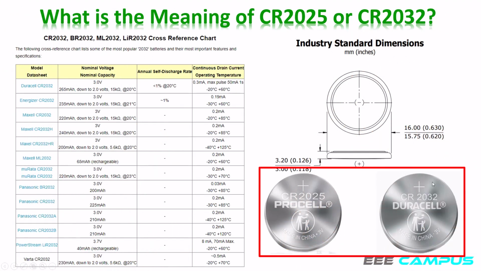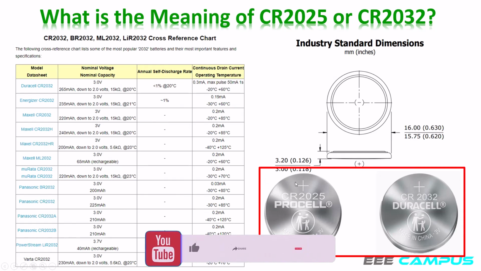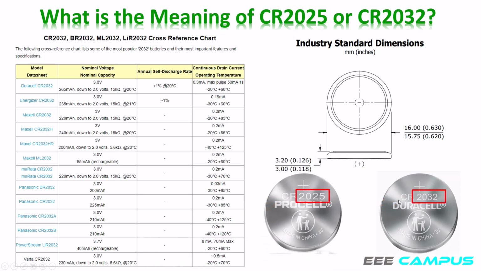Dear viewers, as you can see, here are two coin cell batteries: a CR2025 and a CR2032. Basically we are talking about the last 4 digits of the model number of the battery. I will not discuss the CR prefix today. There is an opportunity to discuss it in detail, so I will make another video on this topic later, inshallah. So without wasting time, let's go into the main point of the discussion.